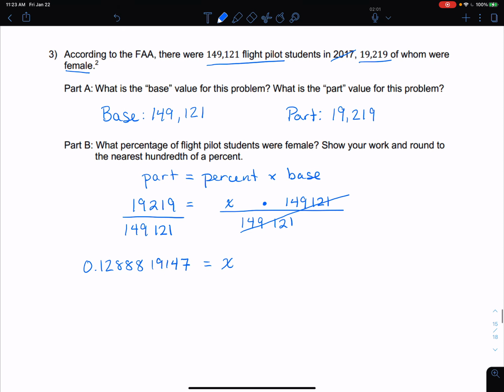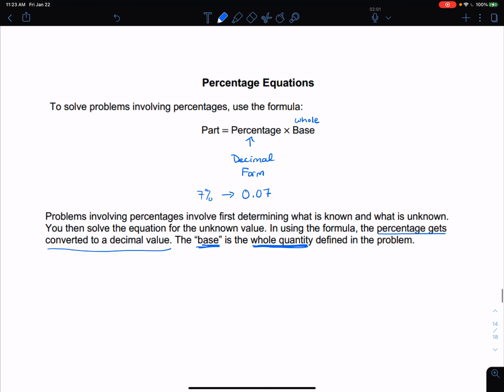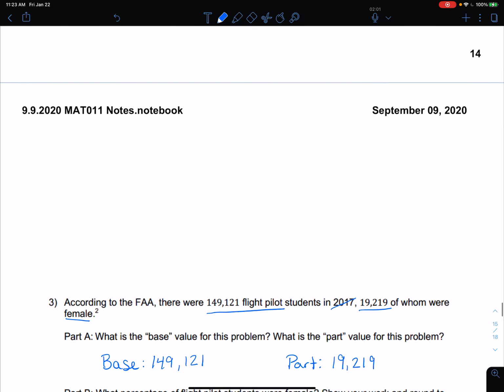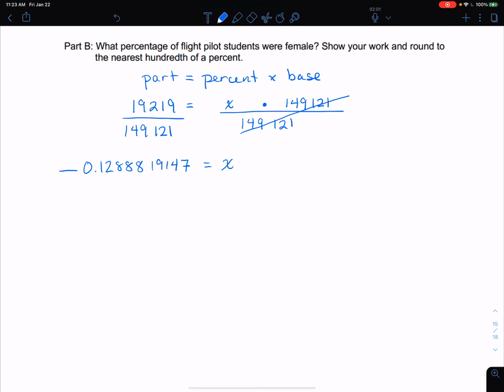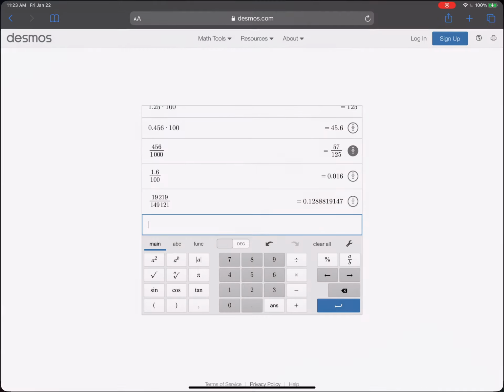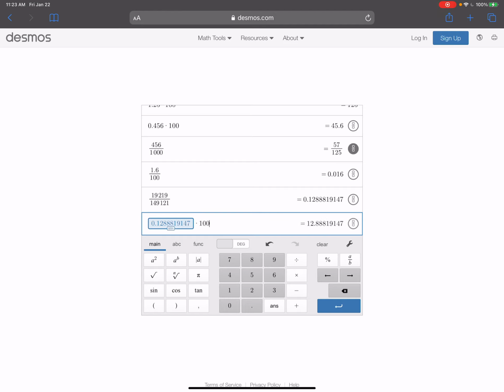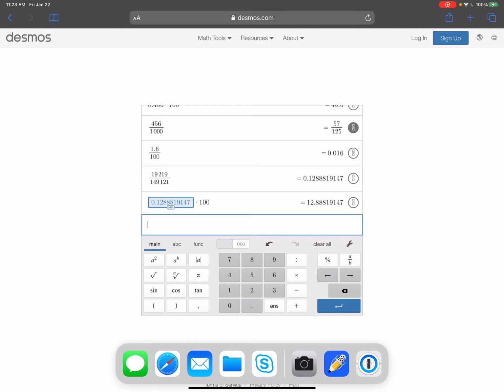So what we need to remember is when we use that equation, our percentage is in decimal form. So this answer that we just got is our answer in decimal form. To go from a decimal to a percent, we need to multiply by 100. So I'll multiply by 100 to get it in percent form. I need to hit my answer times 100, and that gives us 12.88819147.